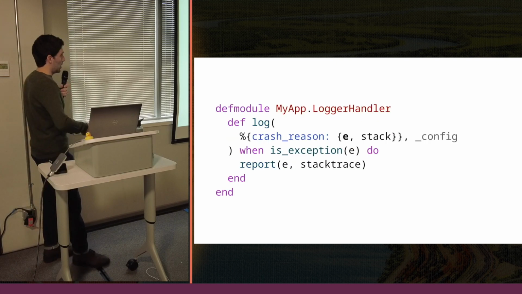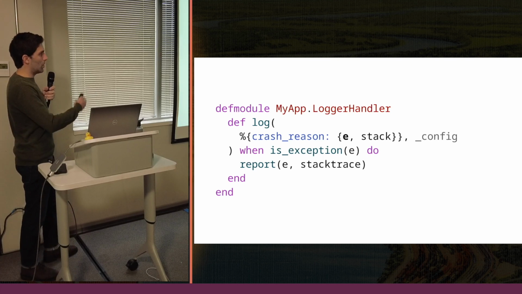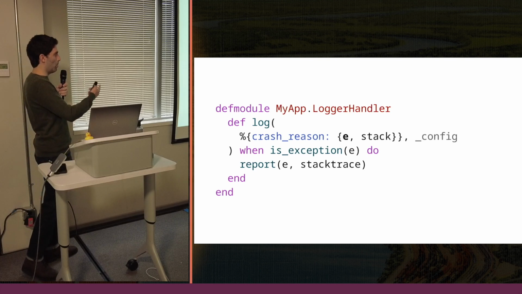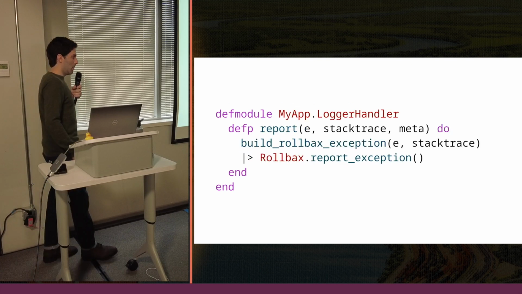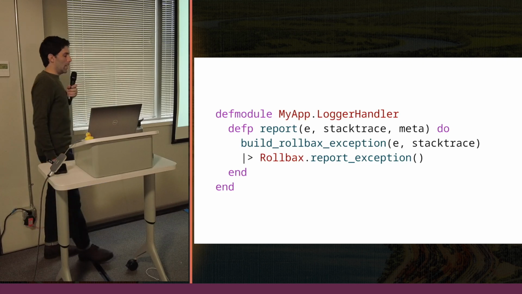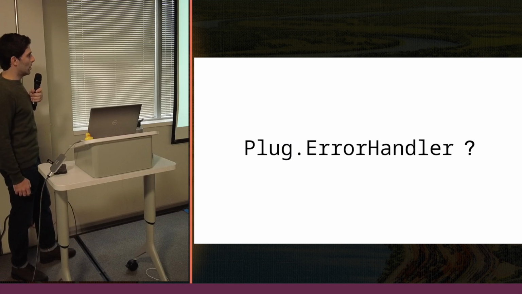So we improved the implementation to match on crash reason to get all the events that included an exception, and at the moment just report this with a function that continued using rollbacks report functions. We didn't want to mess with that at the time.